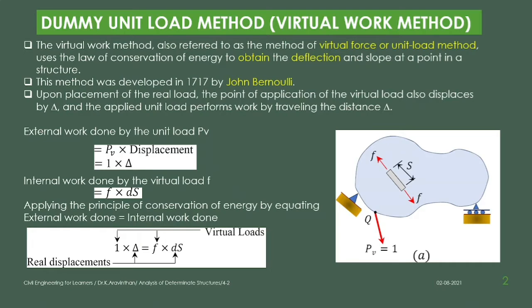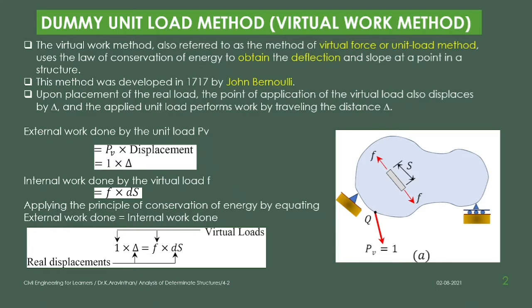It uses the law of conservation of energy to obtain the deflection and slope at a point in a structure. And we know that energy can neither be created nor destroyed. One form of energy will be transformed into another form by using an external force. So here the external force is the unit force, where we will be giving a 1 kilonewton load. Due to that load, the energy from one point of the beam will be transferred to the other point. This method was developed in 1717 by John Bernoulli.